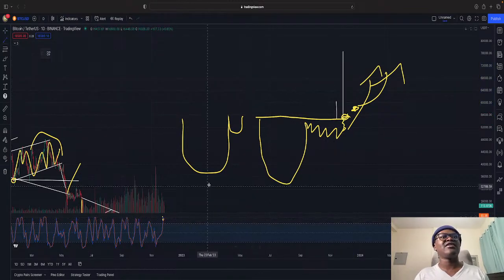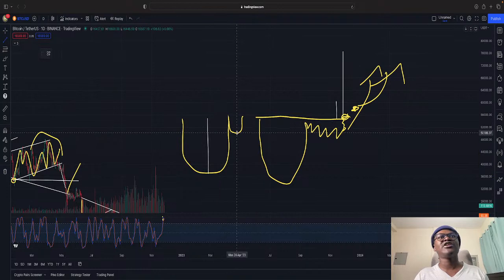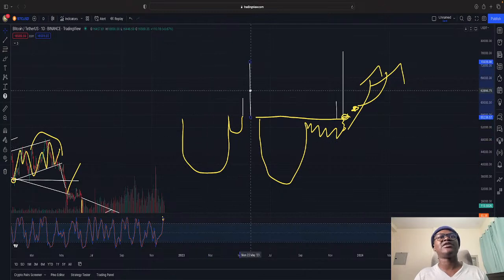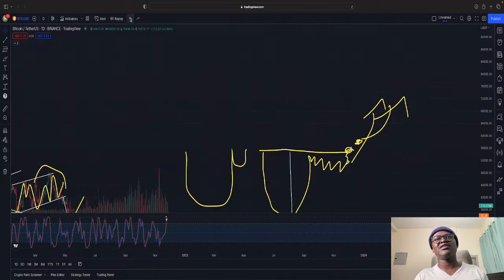The same thing here. First target, put here to neckline. Second target, put here to neckline. Both to where price breaks out of the fractal here. Those are your targets for cup and handle patterns.